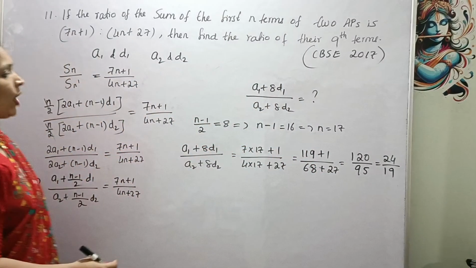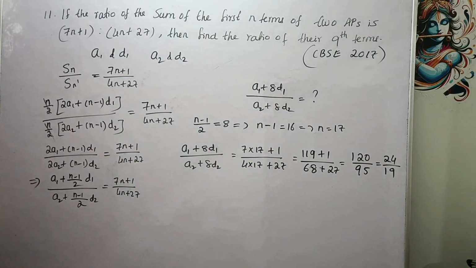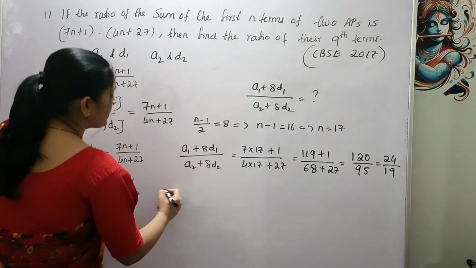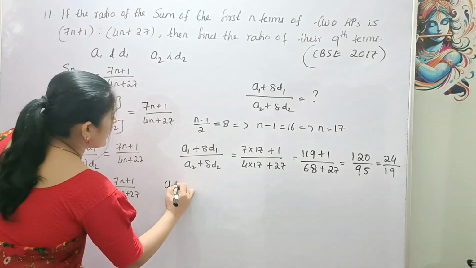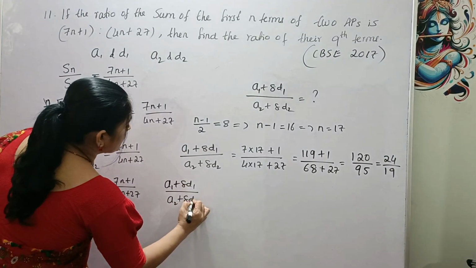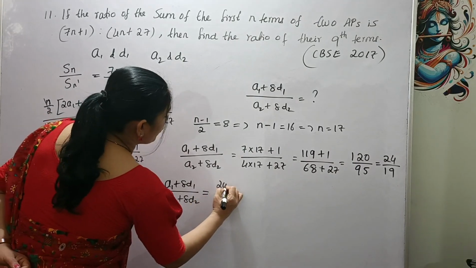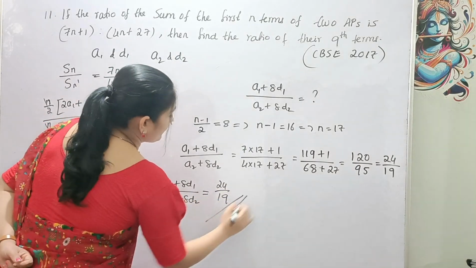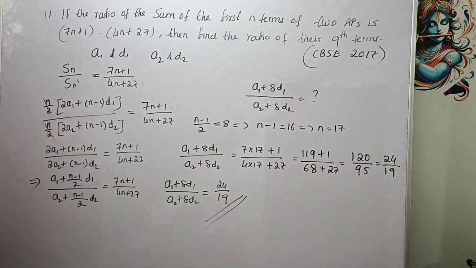So here we have got the ratio of ninth terms. The ratio of ninth terms, that is a1 plus 8d1 divided by a2 plus 8d2, is equal to 24 divided by 19. The required ratio is 24 is to 19.